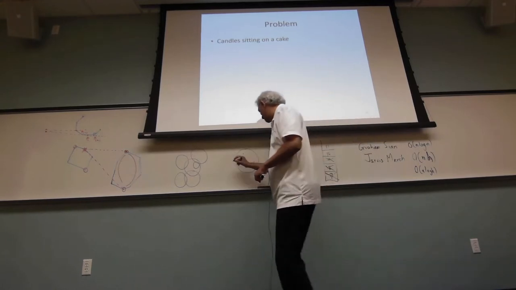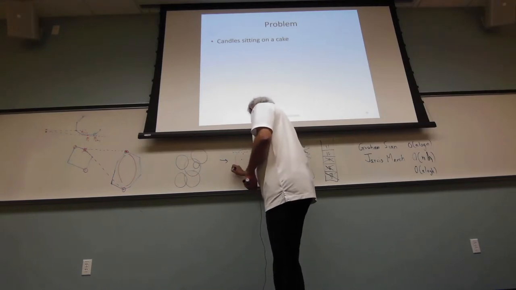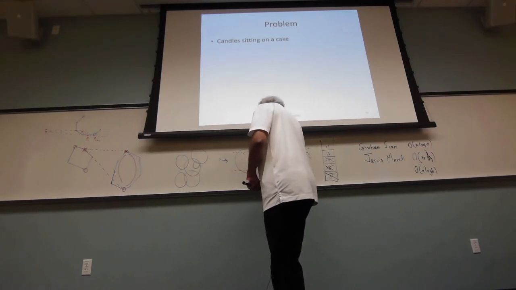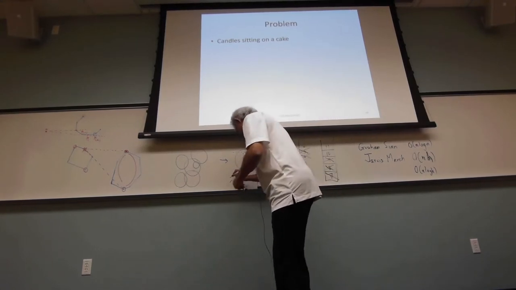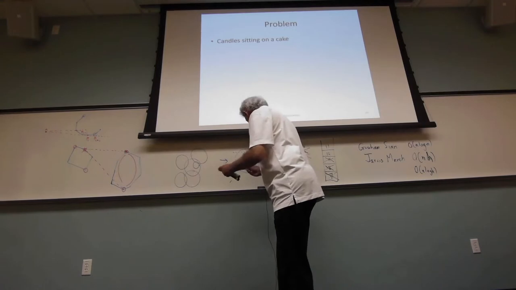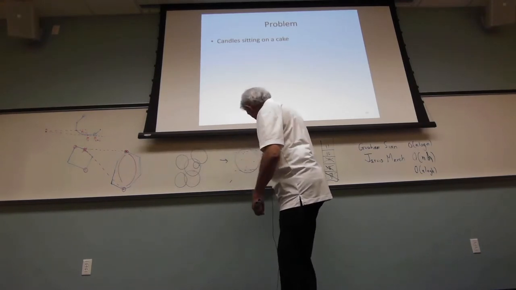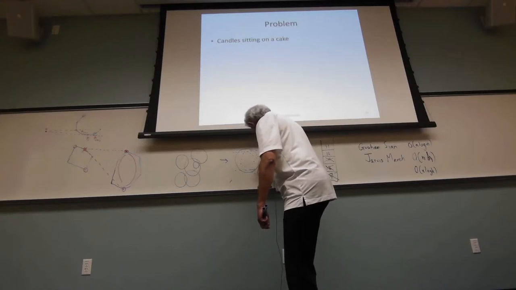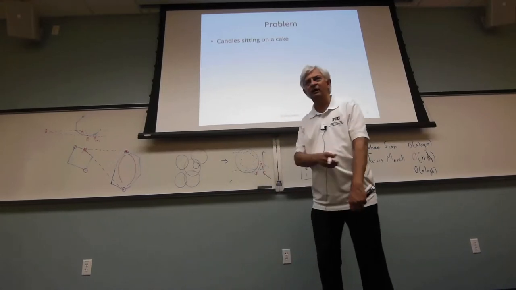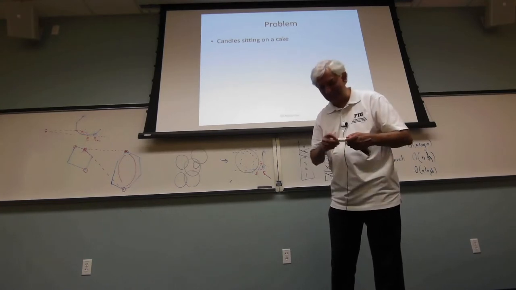So if he blew from here, it would be this width, right? That would be the width. If he blew from here, let me use a different color, let me try from here, then the width would be slightly less. Right? Would it be the longest distance between two points on the convex hull?